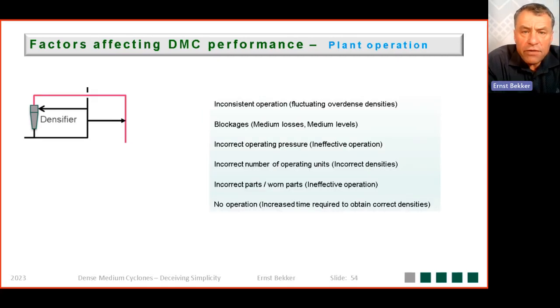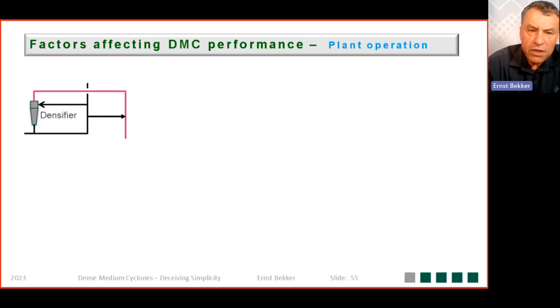So looking at the densifier, inconsistent operation can influence then the overflow or the underflow densities, blockages, incorrect operation, incorrect number of operating units, incorrect parts, or no operation. This all relates to having the densifier operating as consistently as possible. So these factors that I've just mentioned, they can impact on the behavior of the densifier, leading to inconsistent operation, and that just leads to instabilities within the process.